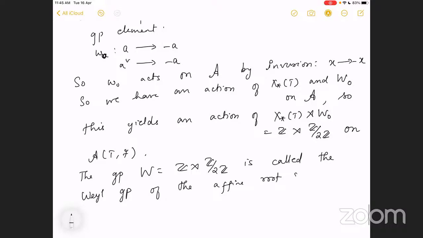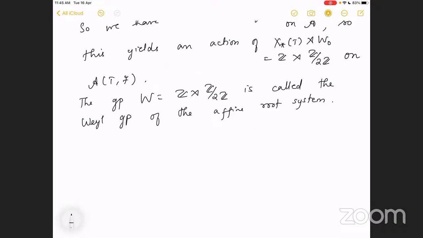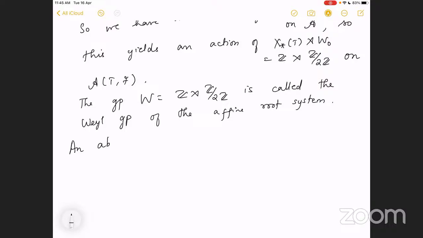Okay. Now, this is a very explicit way of doing it. You can realize the Weyl group abstractly as well. So let me give an abstract realization of W. So, I want to define what this is.